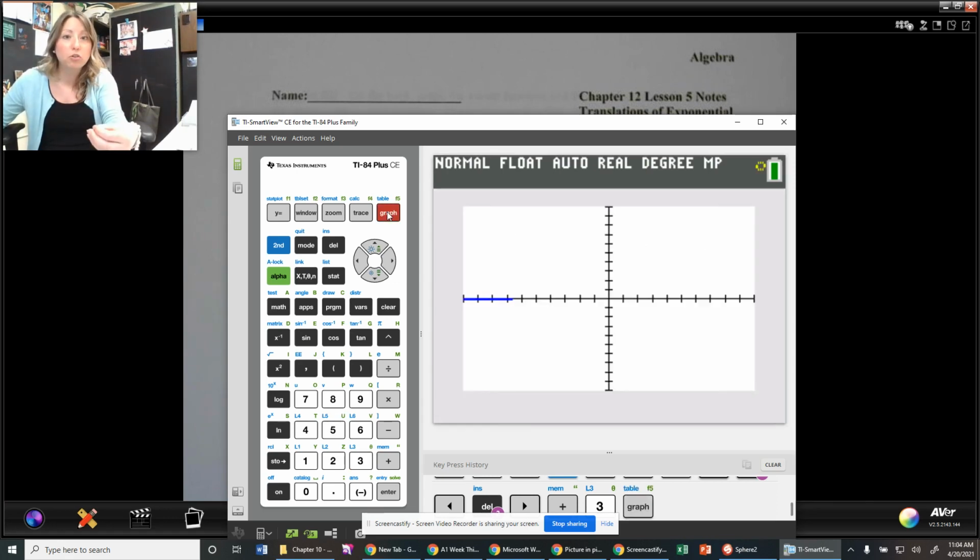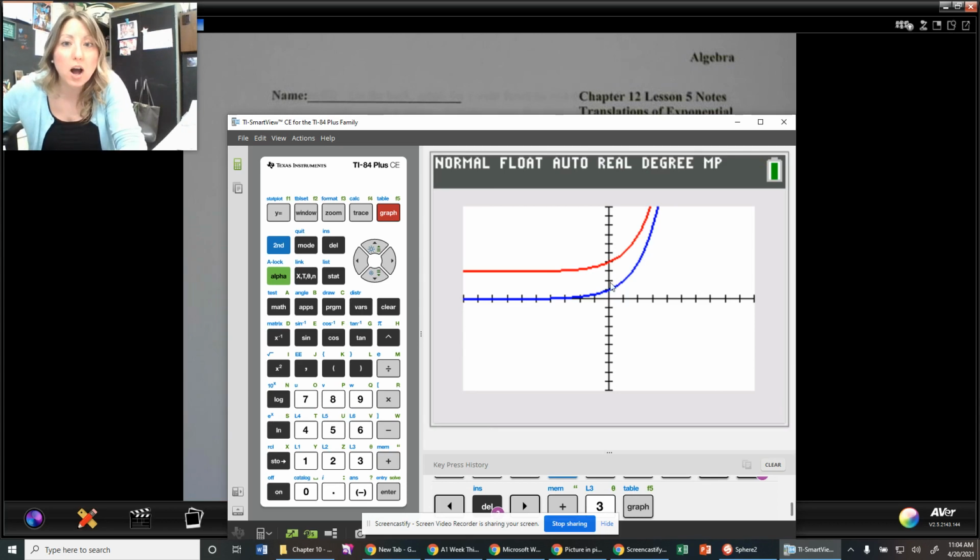So when I press graph, here's my original. Look at this one. The y-intercept went up here. So that asymptote went up here. And now the asymptote is y equals 3. And how do I know that?